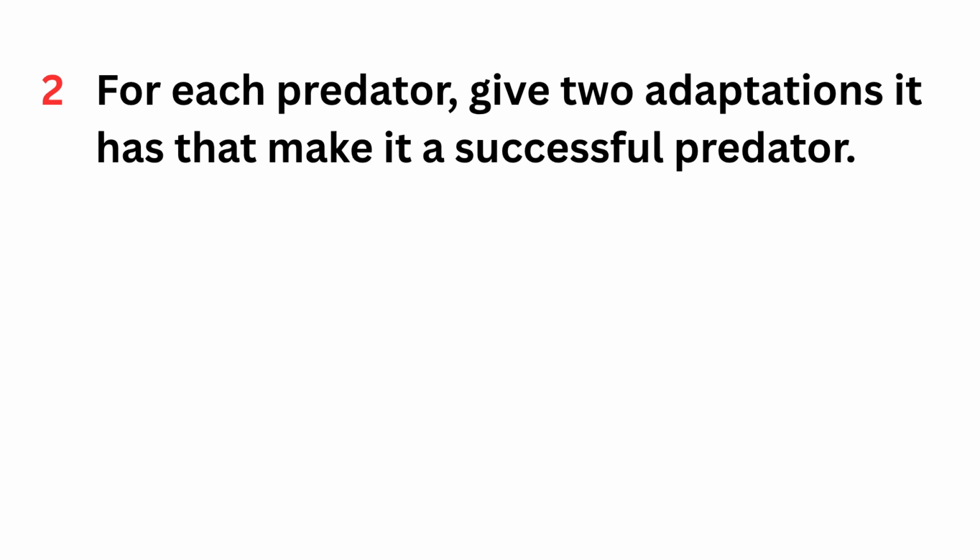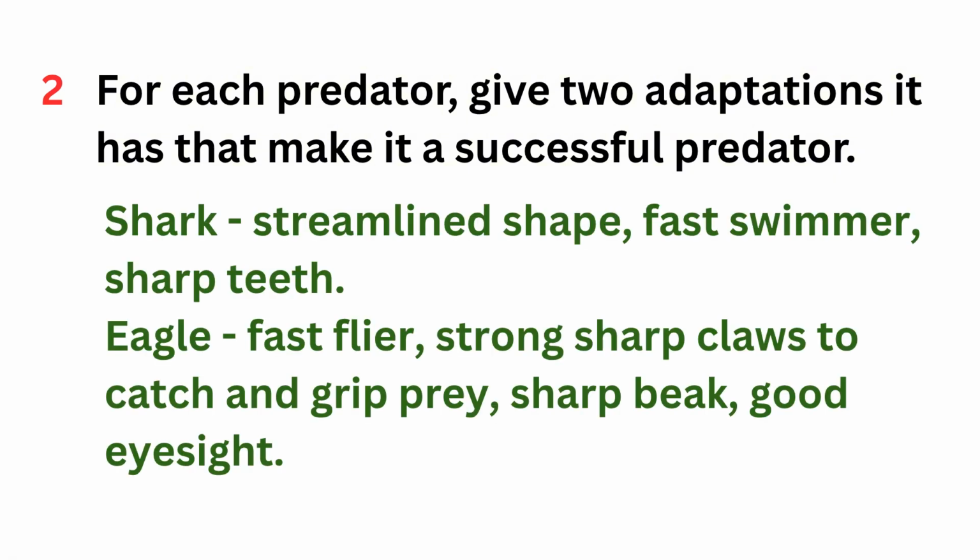Question number 2. For each predator, give 2 adaptations it has that make it a successful predator. Shark: streamlined shape, fast swimmer, sharp teeth. Eagle: fast flyer, strong sharp claws to catch and grip prey, sharp beak, good eyesight.